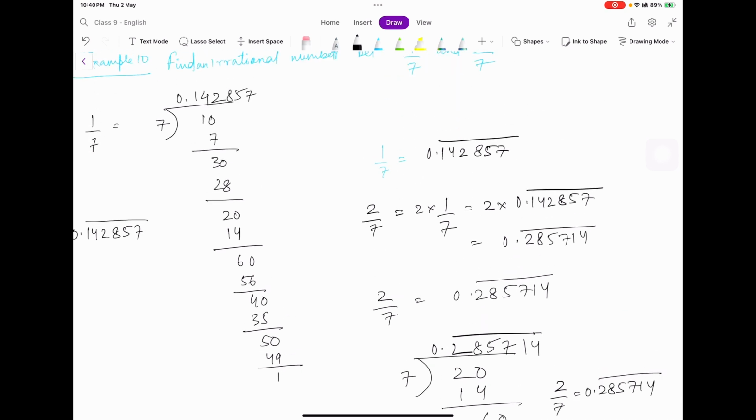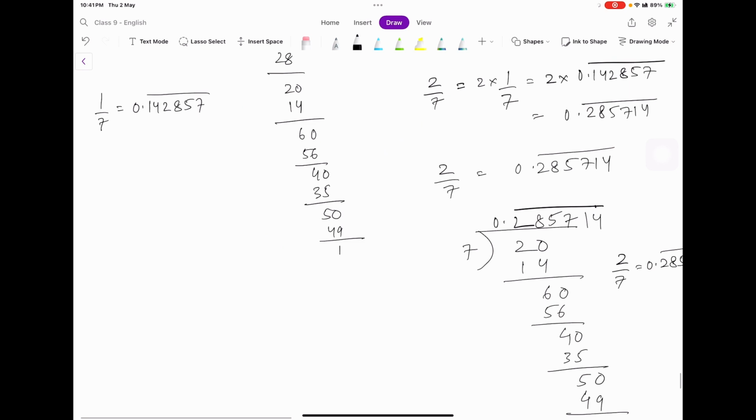So it is better you use this trick. This is the decimal expansion of 1 by 7. You multiply it by 2, the same thing, so you will get the decimal expansion of 2 by 7. Similarly 3 by 7 you can do, 4 by 7 you can do that.